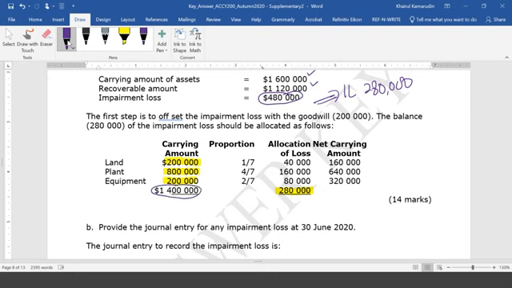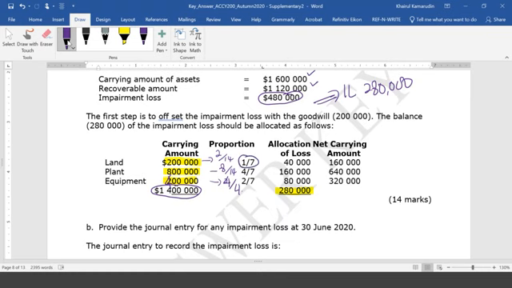So you're going to calculate the proportion. How to calculate the proportion? This one is 200,000 divided by 1,400,000, so 2 over 14. Can you get this one? This one is 2 over 14. This one is 8 over 14. And this one, it should be 4 here. Sorry, 4 over 14. Okay, this is the proportion.